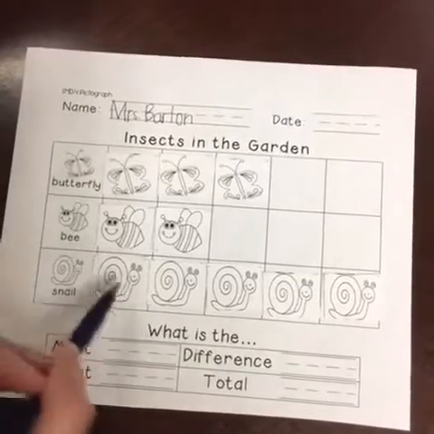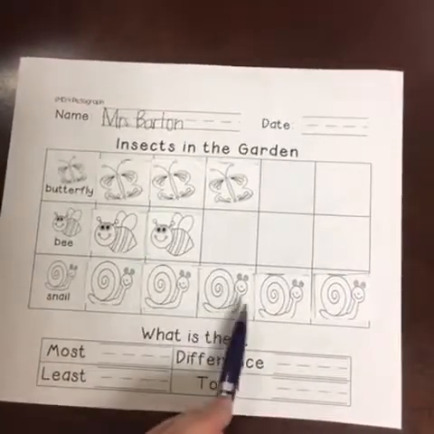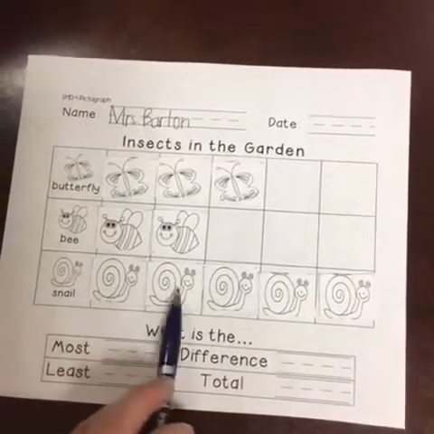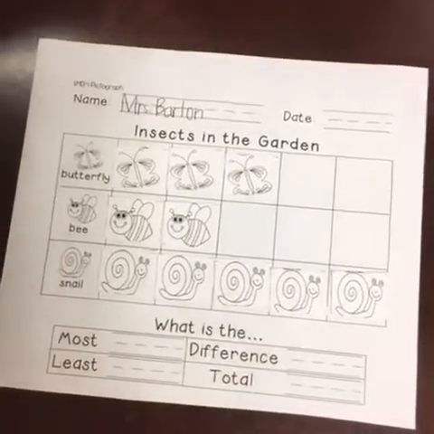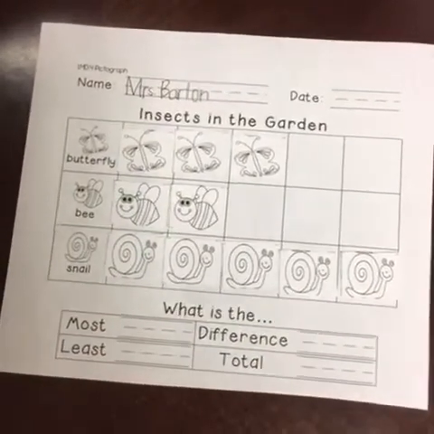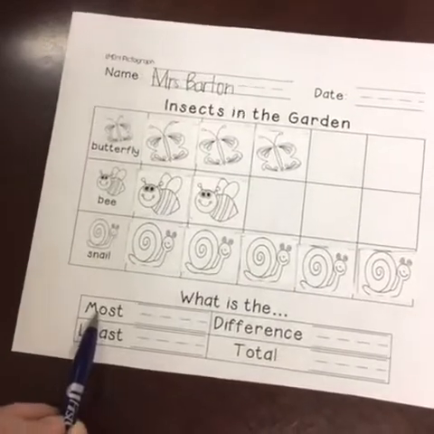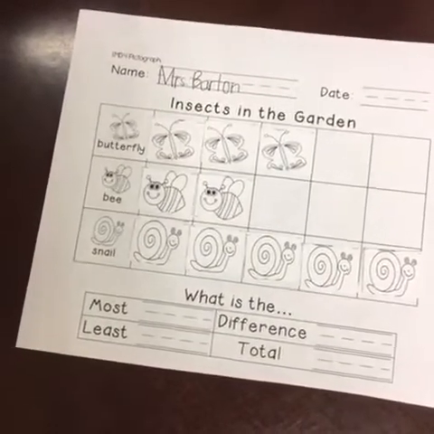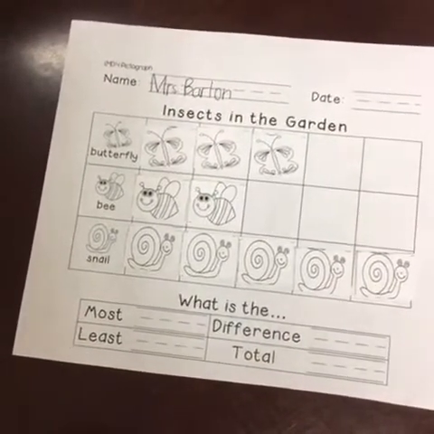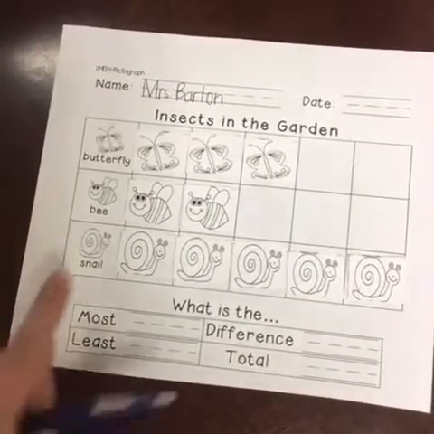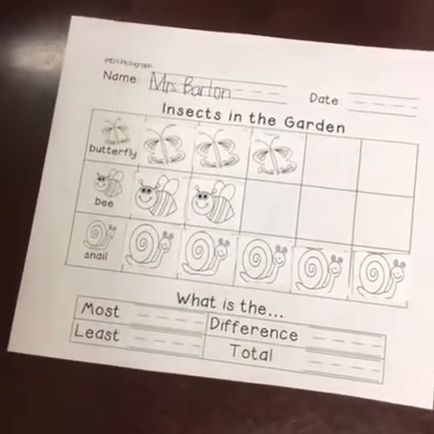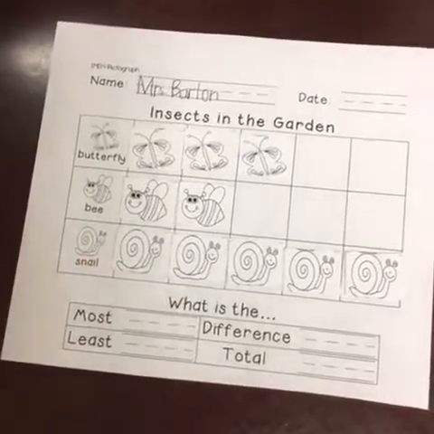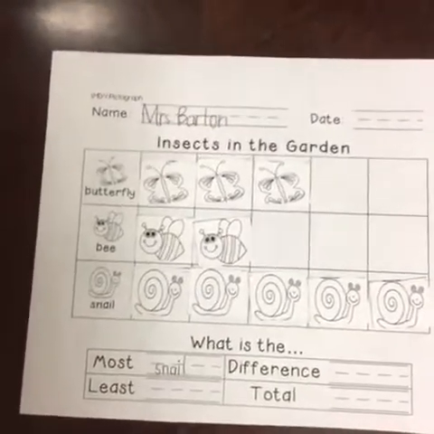So let's go ahead and look. Which ones do I have the most of? 1, 2, 3, 4, 5. I have 5 snails. So right here where it says most, guess what word I'm gonna write? Snail. And should I spell it correctly? Absolutely, because it is right there. So I'm going to use that to help me write it. Okay, so I wrote snail.